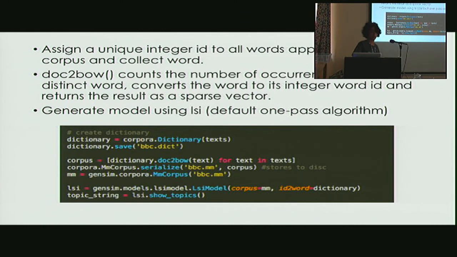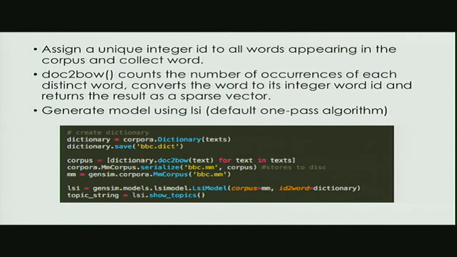So, lots of text here, but you get a list of all your words with an ID, and Gensim does all this complicated stuff for you. You just say make a dictionary, it makes all your words, and then it creates a vector with how many times those words appear in every document, and that's saved to that bbc.mm file, which is called your corpus.